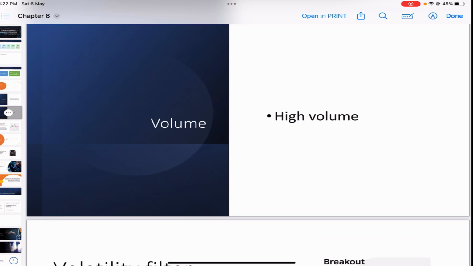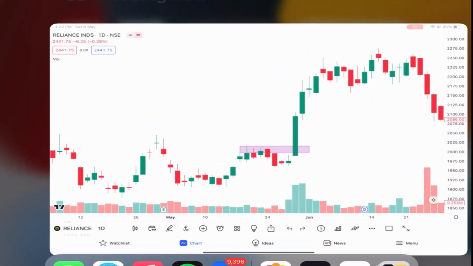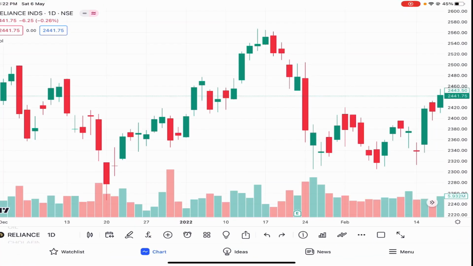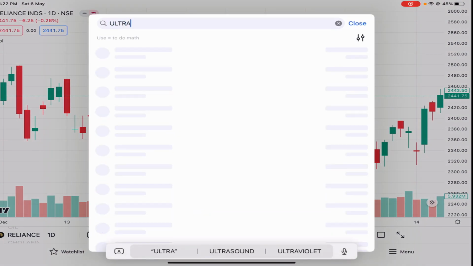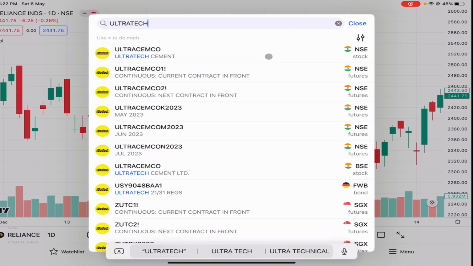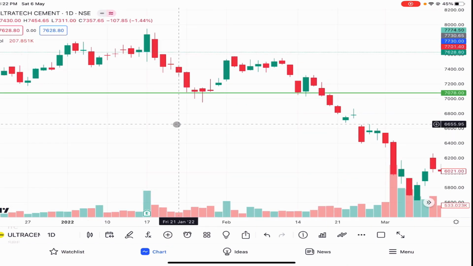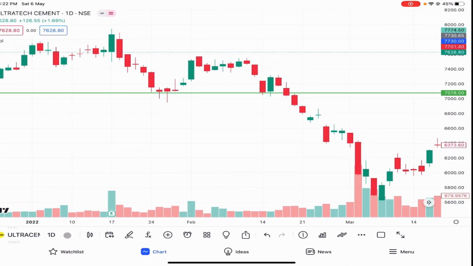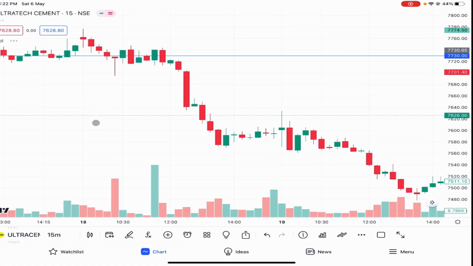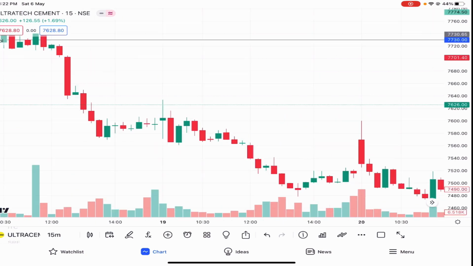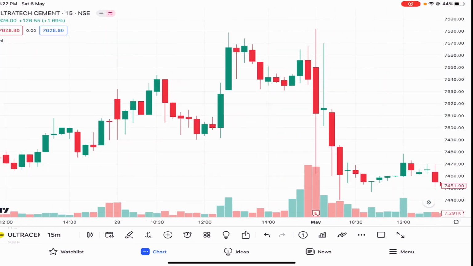For example, I'll just show you an example of a trade which I took yesterday in the Indian markets. This was something I took in Ultratech Cement, and this was a great trade. Now I have to emphasize how important volume is, and this is not something which is just going to be tested in your exam, but this is something which you need to use in your trading as well. Alright, so I'll show you something.